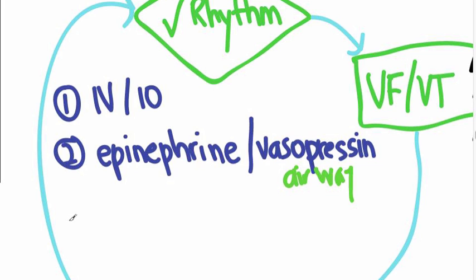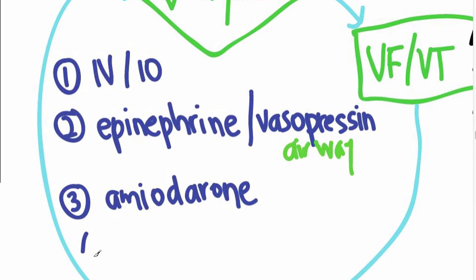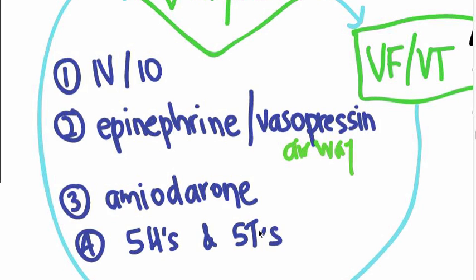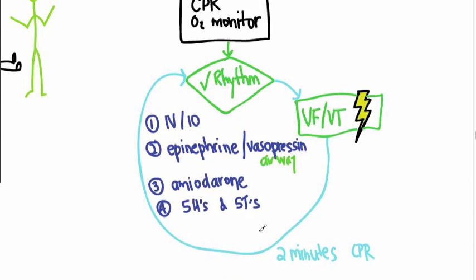The next thing that we're going to do the next time around is we're going to give an antiarrhythmic, so amiodarone. And finally, the fourth time around, what you want to do is consider the reversible causes, and that's what we call the 5 H's and the 5 T's. So let's look at this again now, one more time.